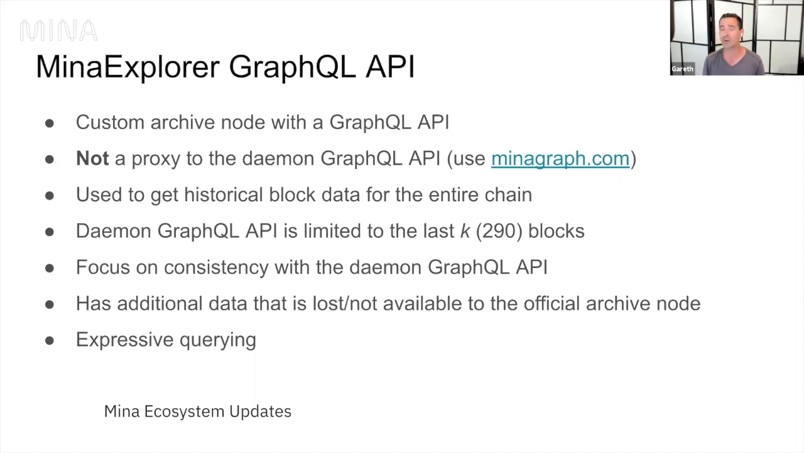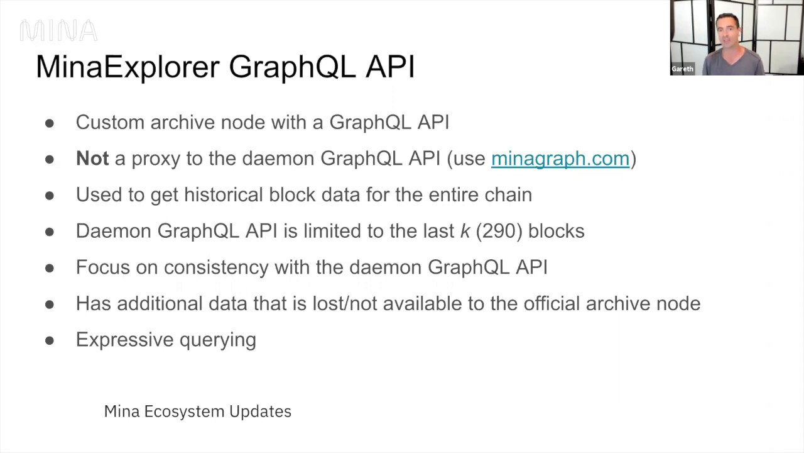So what problem are we trying to solve? As you're probably aware, Mina ships with a GraphQL API as part of the daemon. But as Mina is a succinct blockchain, we don't actually have access to any of the prior history. In Mina, finality is 290 blocks. Once we get past that point, the consensus nodes drop the blocks as they're no longer needed. So the daemon GraphQL node is limited to only returning data from the last 290 blocks.